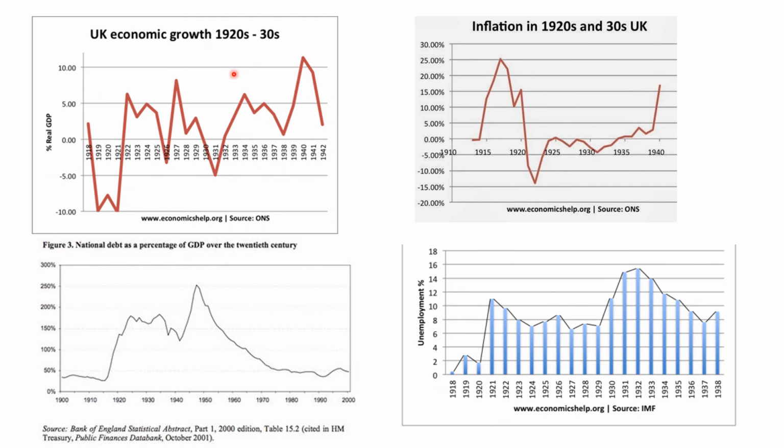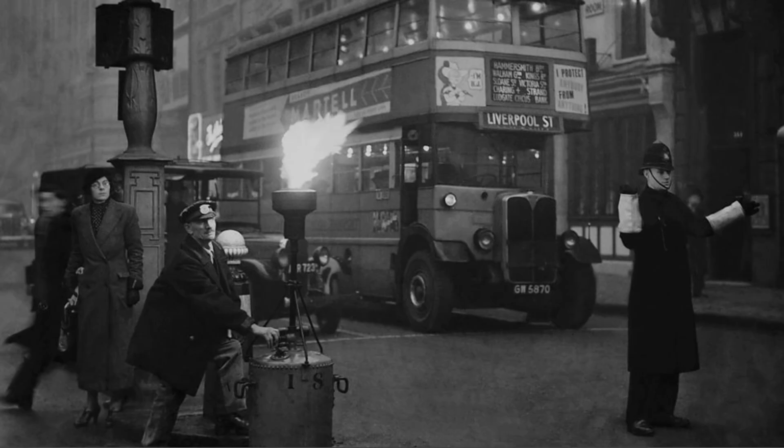Again, we can see that taking place here, an improvement in economic growth rates from 1933 onwards. Again, an improvement in the inflation rate over this period. We can see that unemployment starts to drop and government debt starts to come down as a percentage of GDP, but obviously the Second World War then pushes it back up again as the government spends more money on the war effort.